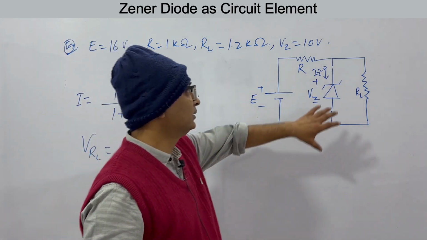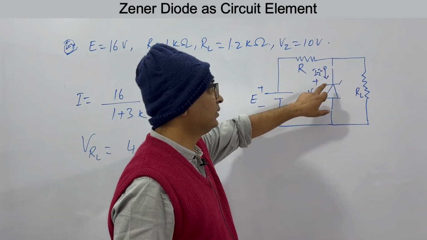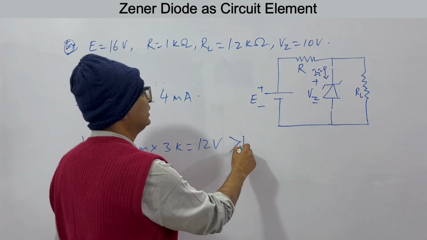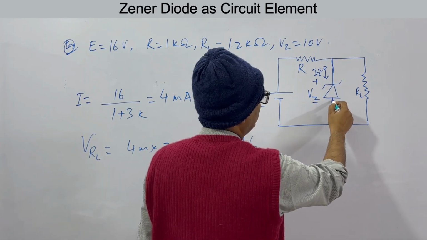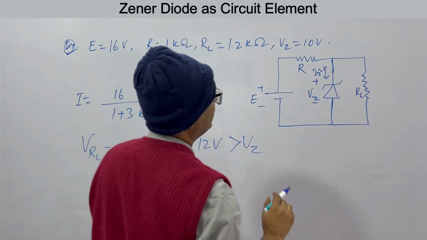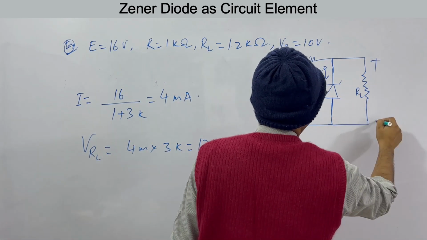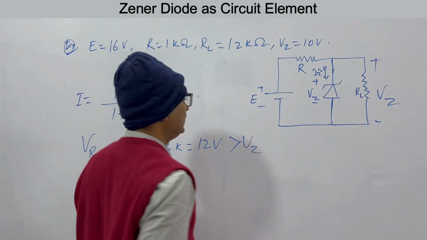So this will be 12 volts. Now you have a voltage that is greater than VZ. Therefore, this diode will be in on state and this circuit will be on. This means the voltage across this will now be equal to VZ only.